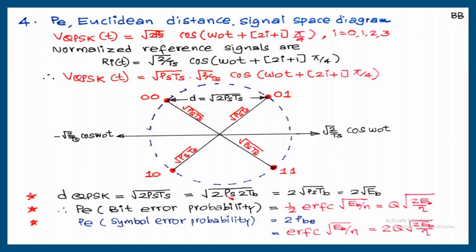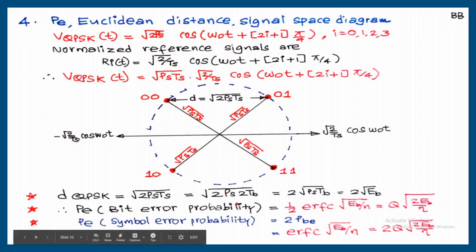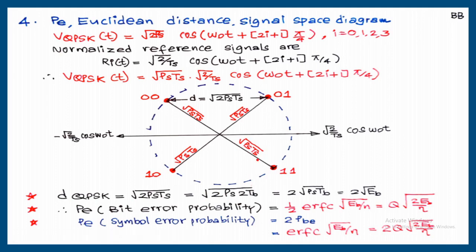Probability of error, I mean bit error probability. Bit error probability means 0 is going to be received as 1 or 1 is going to be received as 0. For occurring that, what is the probability? That is half complementary error function square root of EB by eta. Substitute that.